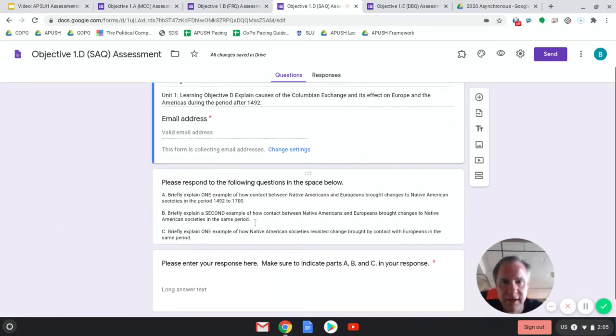So we see here is a short answer question. Briefly explain one example. Briefly explain a second example, and then briefly explain how one example resisted change. So in a question like this, you're going to be asked to do 3 tasks, which you can answer sometimes in 1 to 2 sentences, sometimes in 3 to 4 sentences. Pretty short, but they're a little bit more complex because you have to pull from your knowledge of history and link ideas together.